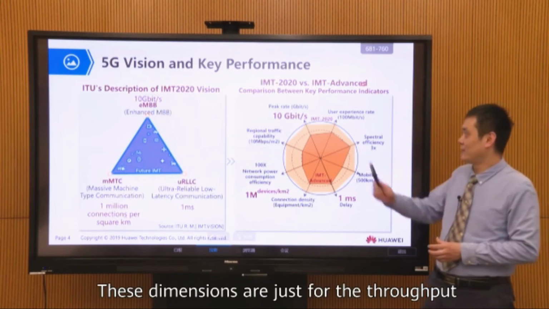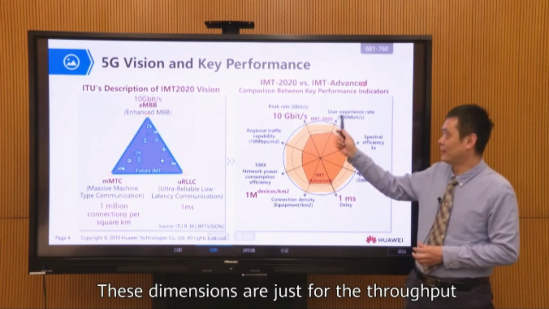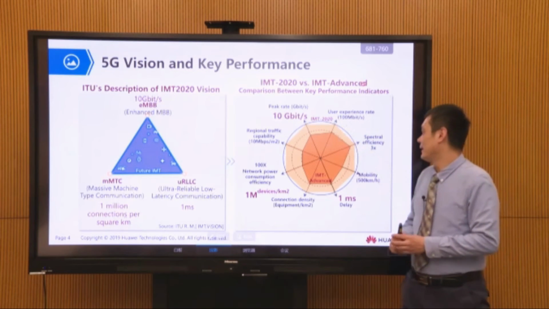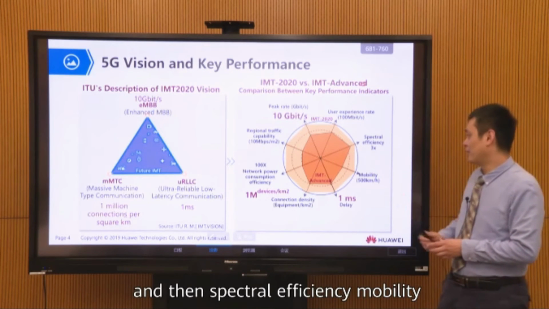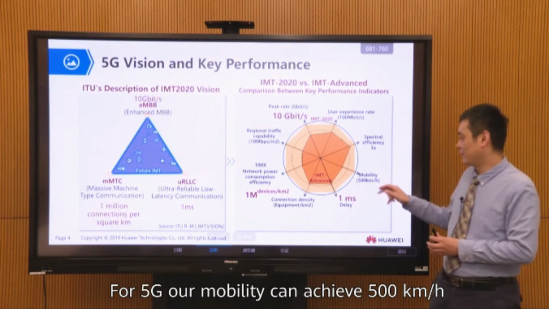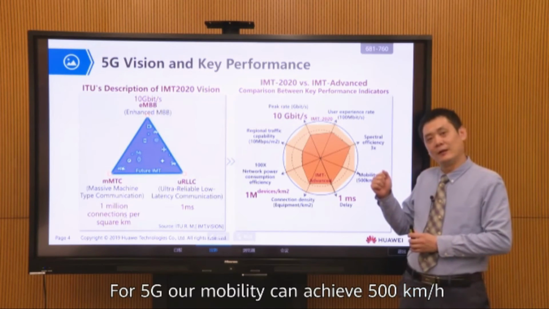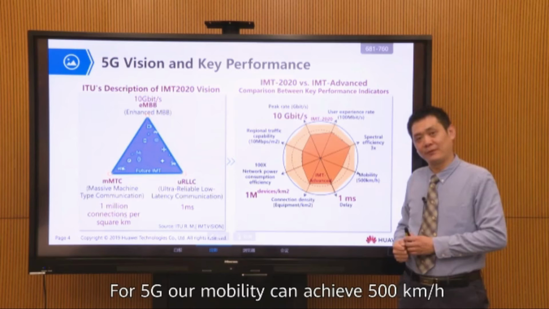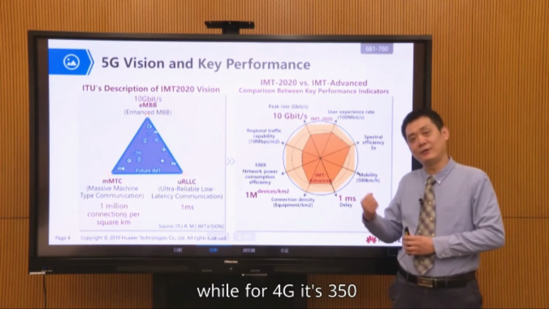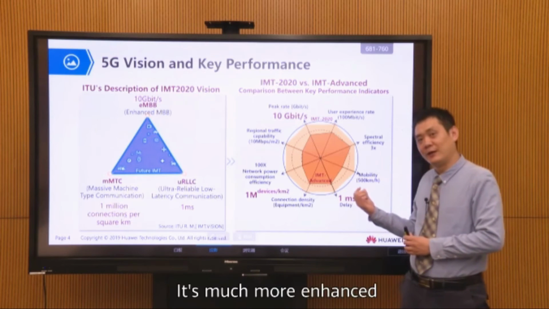These dimensions are the throughput, the peak rate, the user experience rate, then spectral efficiency, and mobility. For 5G, our mobility can achieve 500 kilometers per hour, the moving speed, okay? While for 4G, it's 350. It's much more enhanced.